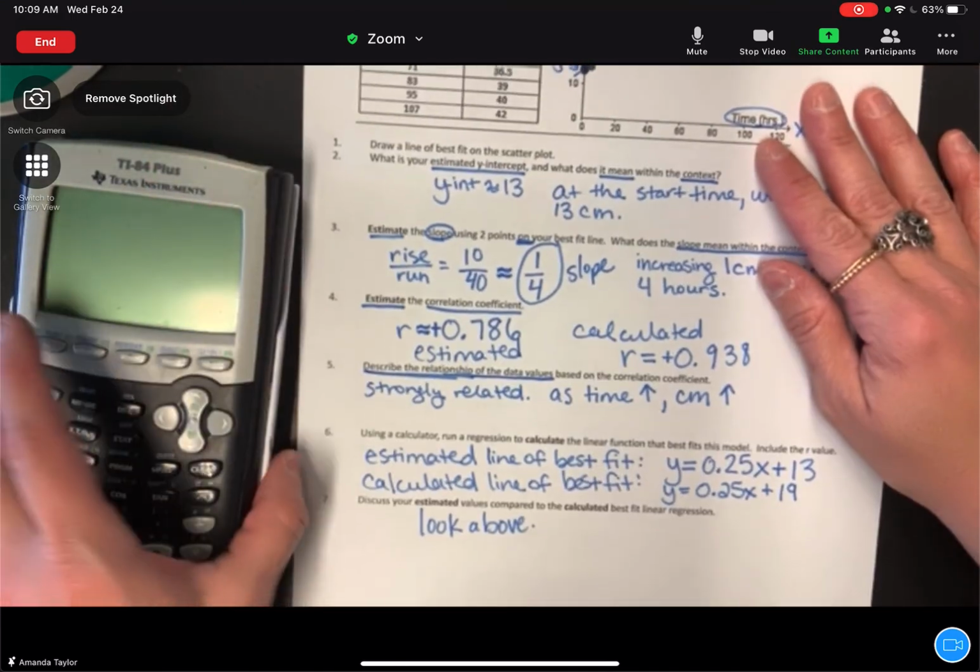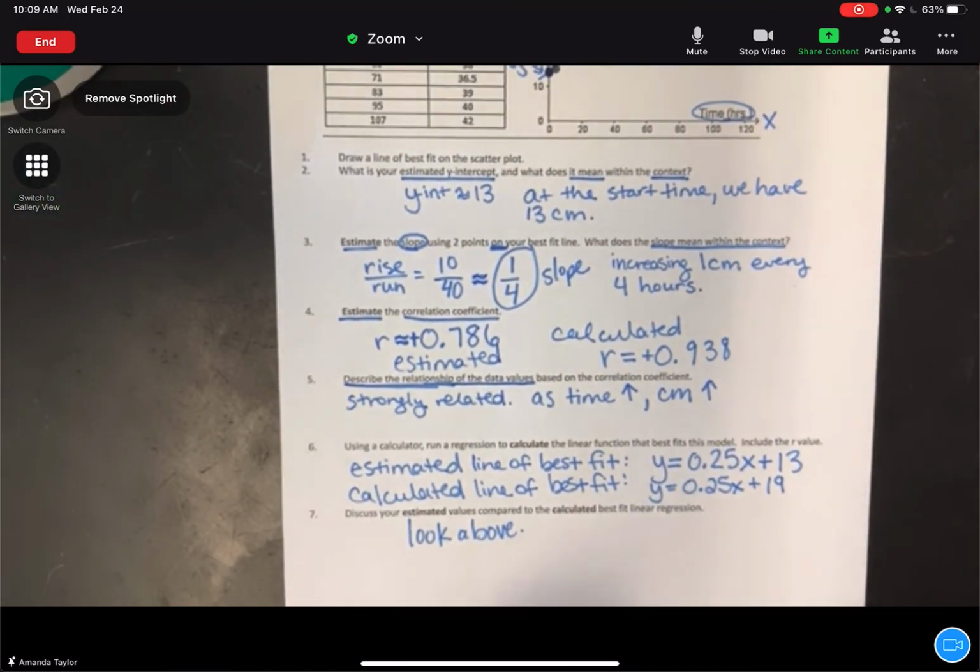Take that, fold it in half, glue it into your 13.3 notes. If you didn't get that on your calculator, you need to use this.